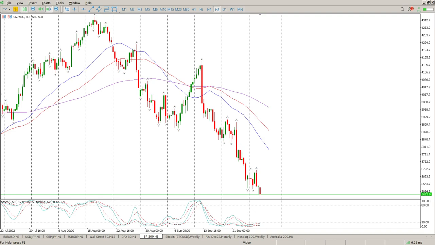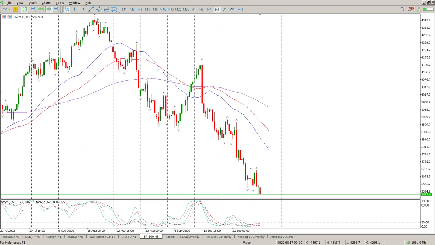So first things first, if you have a look at the oscillators, we are flat lining at the bottom at the moment, and that is an indication that we are extremely oversold, and that is on the 8-hour time frame right now. We are also quite far from the moving averages at the moment. You can see we are going parabolic, should I rather say.